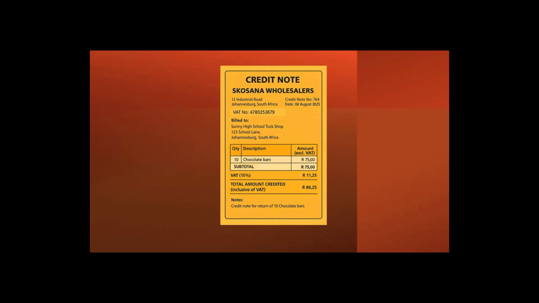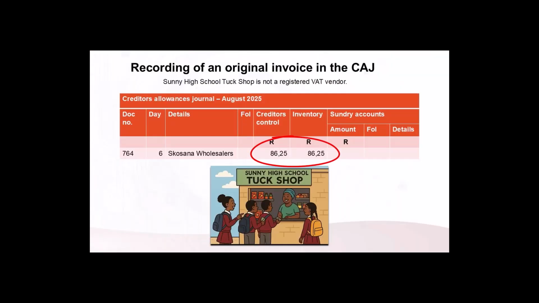So we will use that 86 Rand and 25 cents to record the transaction in our Creditors Allowances Journal. So now we write 86 Rand 25 cents in our Creditors Control column and in our Inventory column. And that's that. We have now successfully recorded a credit note with a return of inventory in our Creditors Allowances Journal. Well done! Let's have a look at how we will post these totals to the ledger accounts.